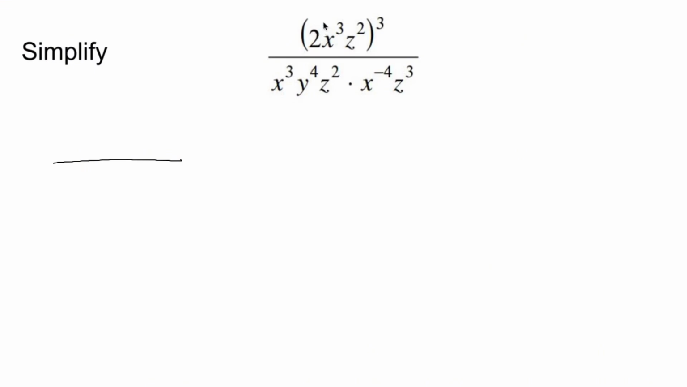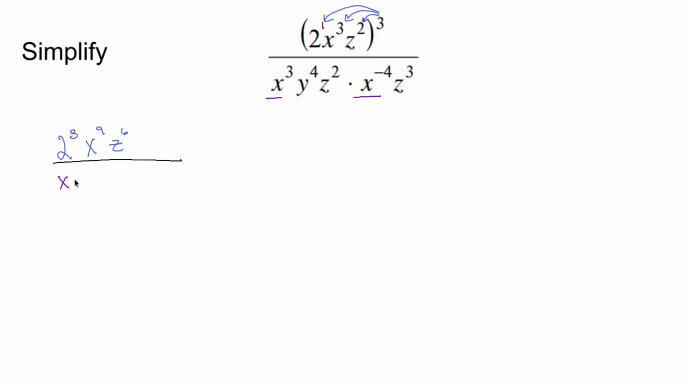What I want to do is label all the exponents. So yes, I'm going to put an invisible one there. When you take a parentheses to an exponent, you distribute that exponent to every exponent here and multiply the exponents. So 3 times 1 becomes 2 to the third. 3 times x to the third becomes x to the ninth, and 3 times z squared is going to be z to the sixth.